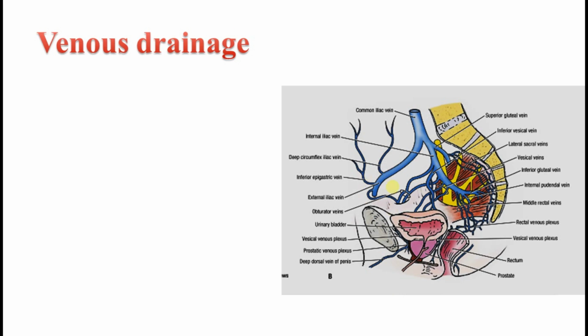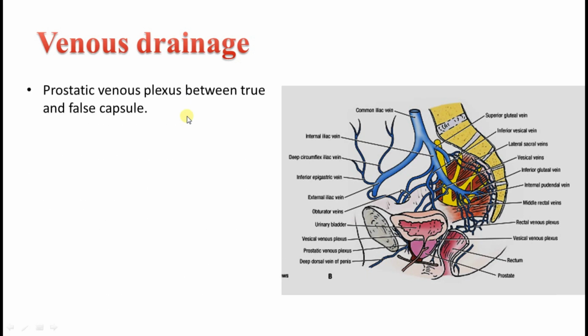Coming to the venous drainage, which is comparatively very important than the blood supply. They are drained by the prostatic plexus of veins, which is present between the true and the false capsule. This plexus of veins is continuous above with the vesical venous plexus. So they communicate with the vesical venous plexus, and in front it receives the deep dorsal vein of the penis, and ultimately it drains into the internal iliac vein.